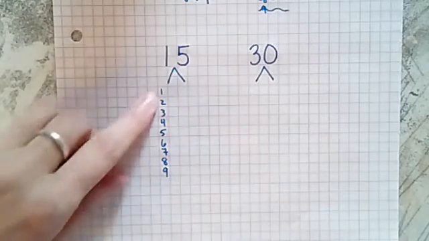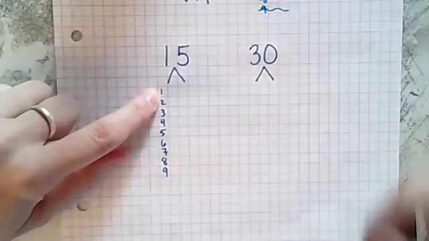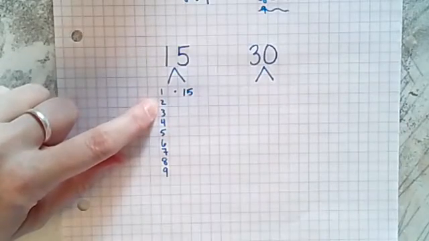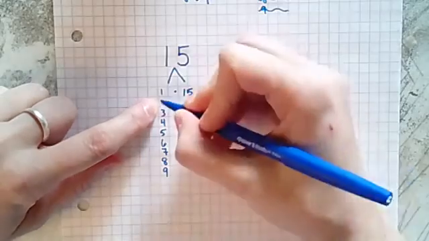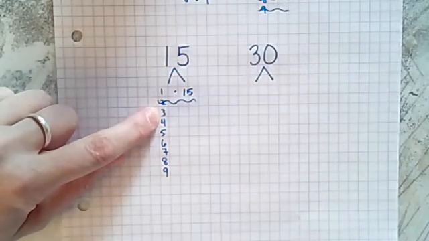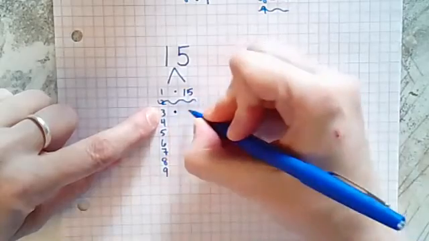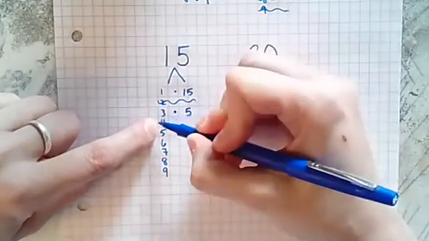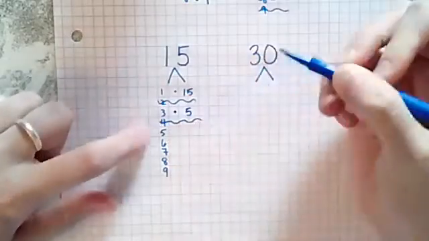Okay, here we go. 1 times what gives us 15? That's right, 1 times 15. 2 times what gives us 15? Yeah, nothing, because 2 times 7 is 14. What about 3? Yeah, 3 times 5 is 15. Now what about 4? Well, no, because 4 times 4 is 16, so it's not going to work.